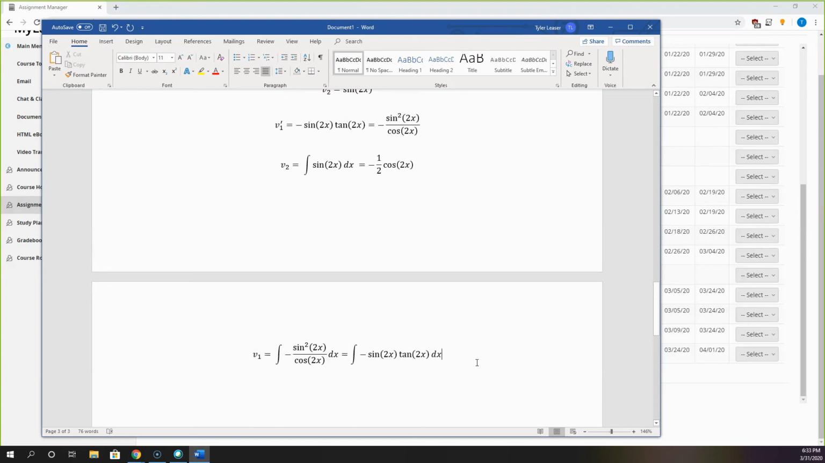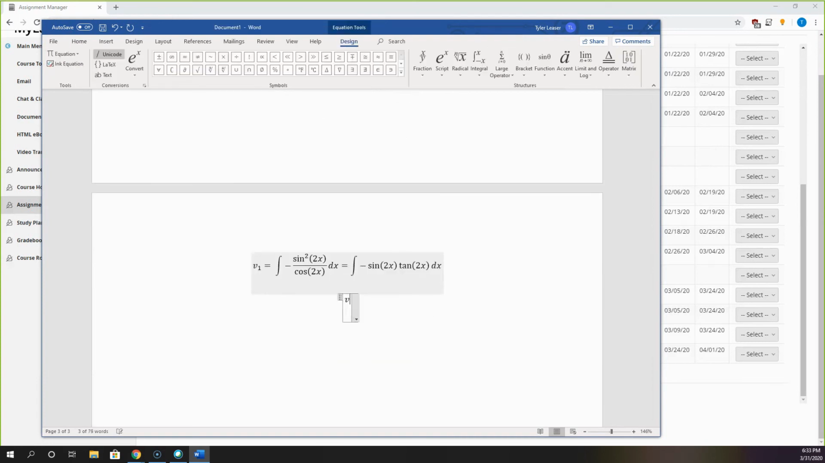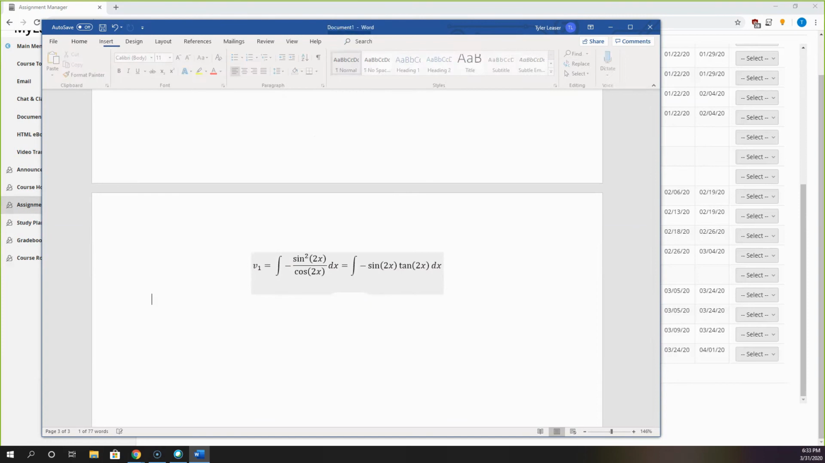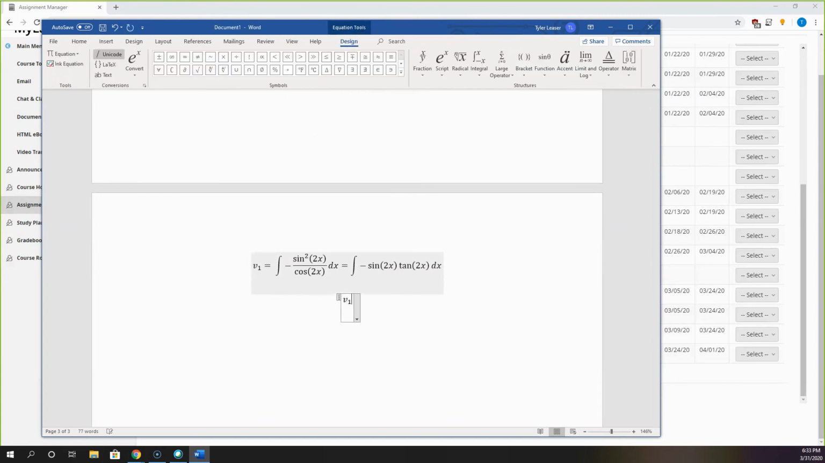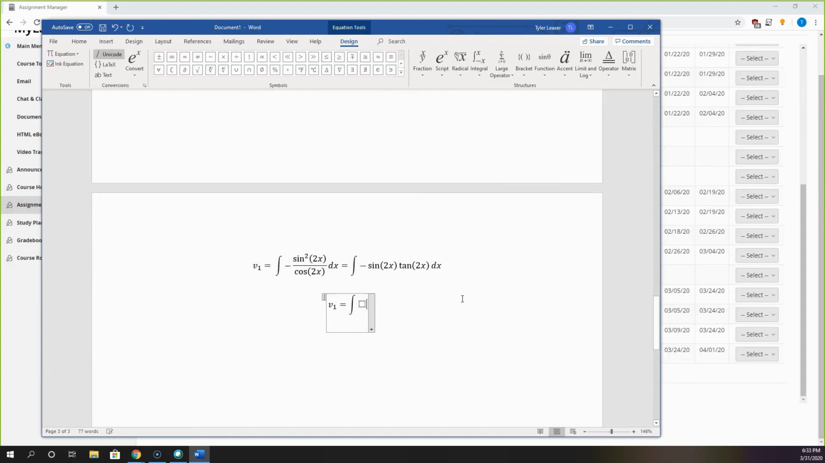Should we maybe use an identity with the sine squared and the cosine? Is there something we could do to make that cancel out, maybe? 1 minus cosine? I'm liking that. So yeah, I think what we could do is change sine squared. I'm just going to move the negative sign out front. We can change sine squared to be 1 minus cosine squared, and we'll divide it by cosine.